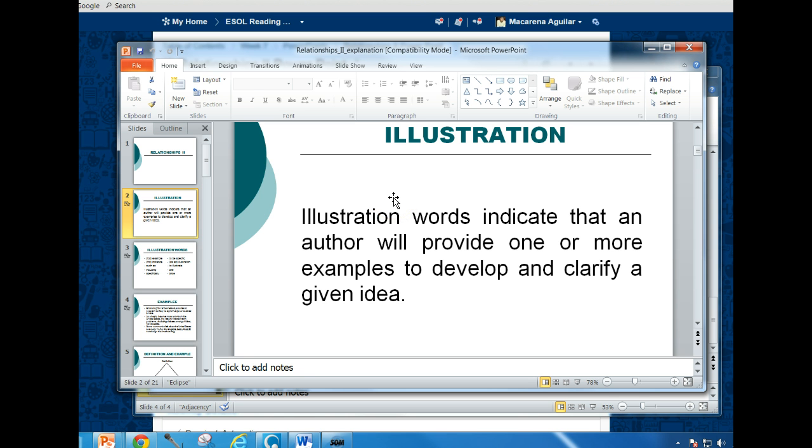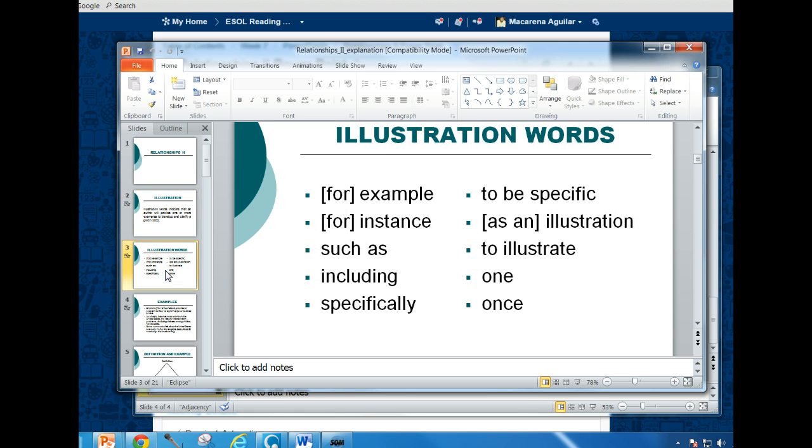And basically an illustration is an example or an explanation that the author uses to develop and clarify a given idea, right? And there are some words that show you that there's an illustration. So for example, for instance, including, to illustrate, one thing, once. So all of those are illustration words.